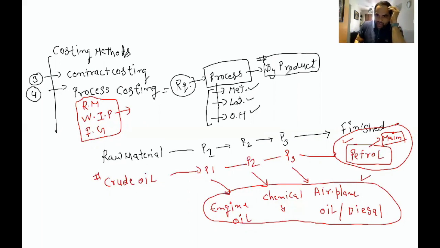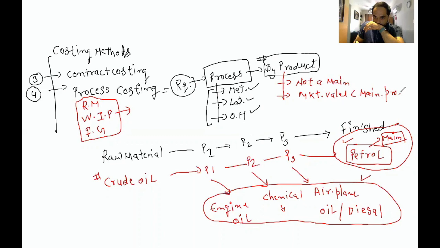So what is the nature of byproducts? The nature of a byproduct is that it is not a main product. It's just side by side. We get it. The second thing is that the market value of this byproduct is lower than a main product. Market demand or market value compared to the main product, it has a low value. It has less value, all right?